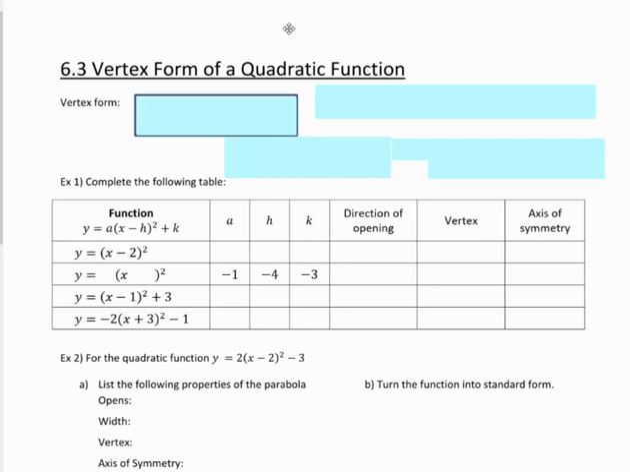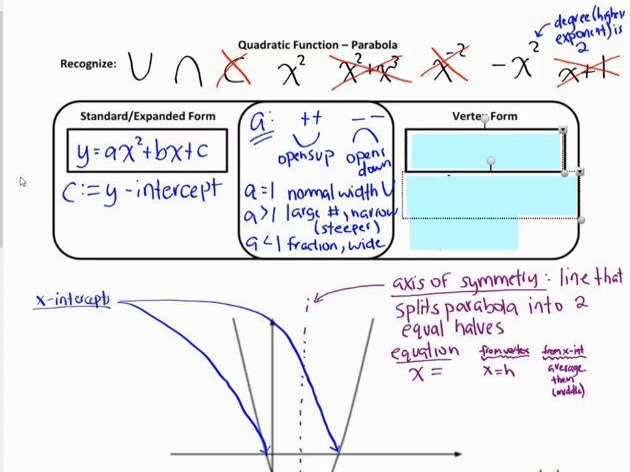So today's notes, we are going to be looking at the vertex form of a quadratic function. The vertex form of a quadratic function is this: y equals a(x minus h) squared plus k. We've already looked at one form of a quadratic function, and it is our expanded form. It looks like this: ax squared plus bx plus c.